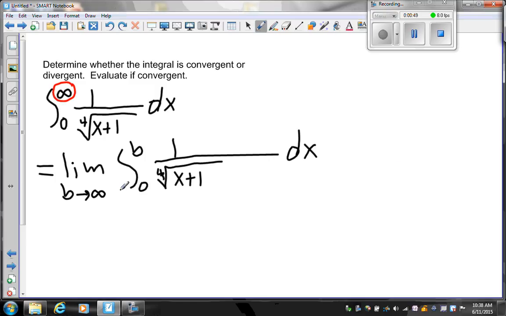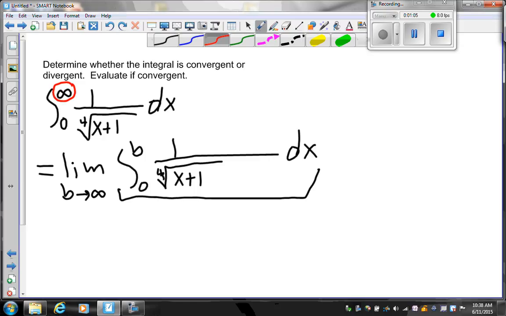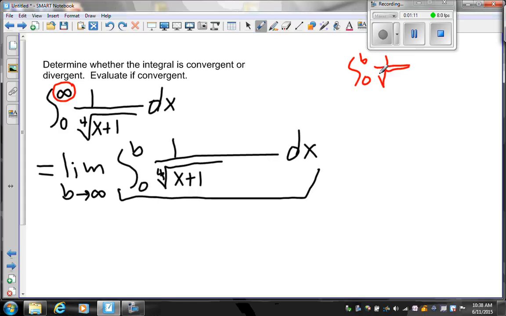This integral at this point now has finite limits of integration. We take b to be finite, and so we can apply the fundamental theorem of calculus. So let's go over on the side maybe and just integrate that out, figure out what that should be. So the integral from 0 to b, 1 divided by the fourth root of x plus 1 dx.